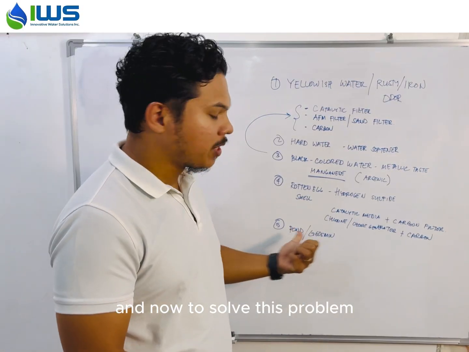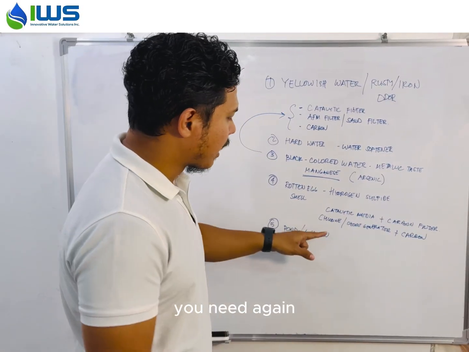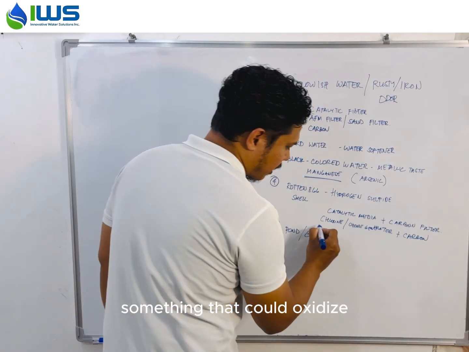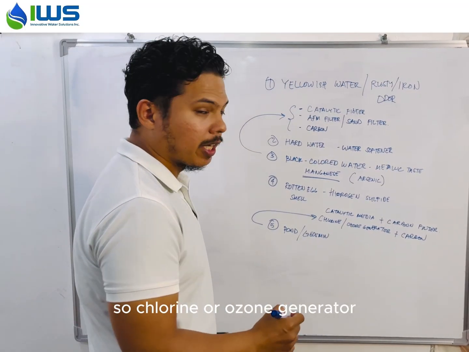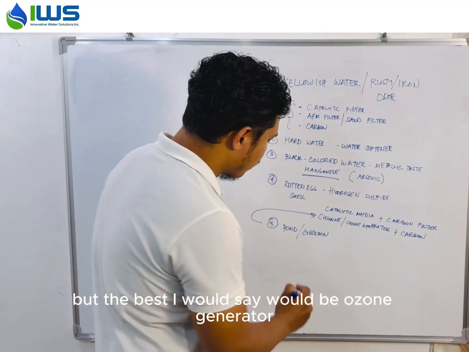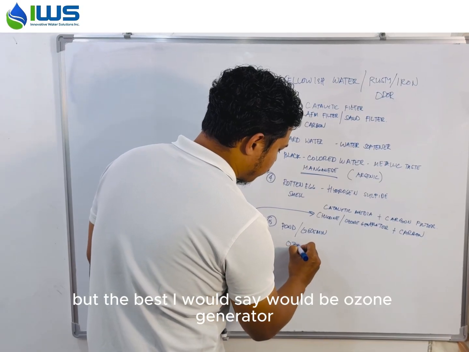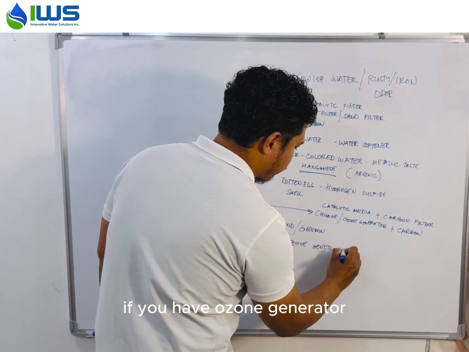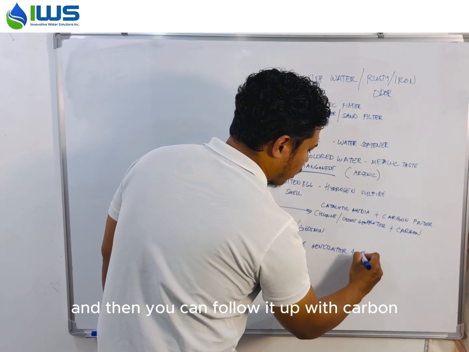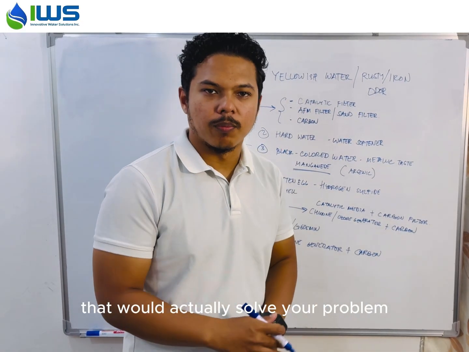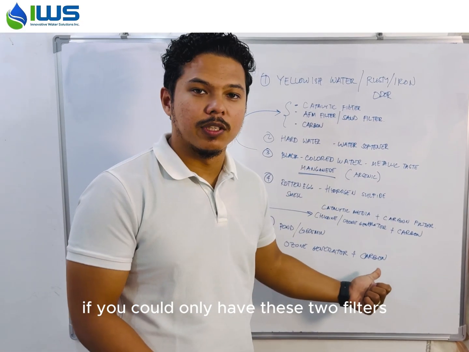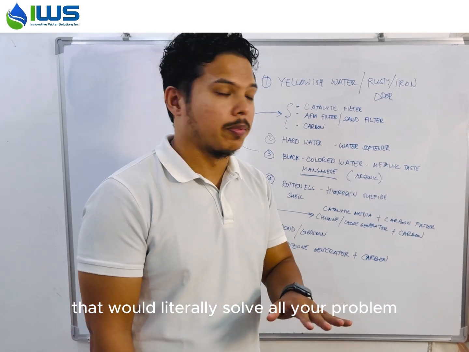And now to solve this problem, you need again something that could oxidize. So chlorine or an ozone generator, but the best I would say would be an ozone generator. If you have an ozone generator and then you follow it up with carbon, that would actually solve your problem. If you could only have these two filters, that would literally solve all your problems.